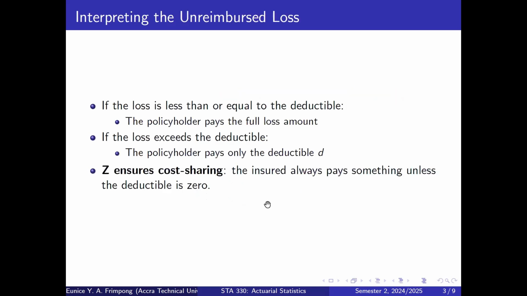Let's interpret this further. If the loss is small, let's say 300 cedis, and the deductible is 500 cedis, then the insurer pays nothing, and the insured pays the entire loss of 300 cedis, because the loss of 300 cedis is less than the deductible of 500 cedis.